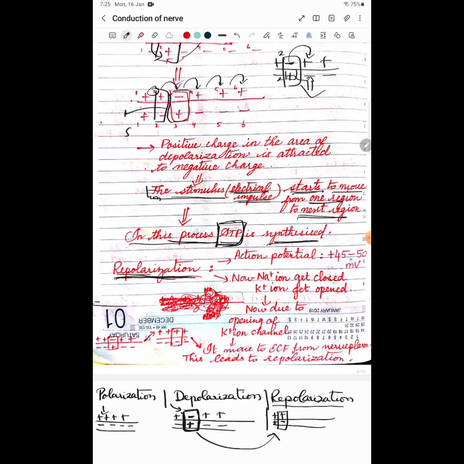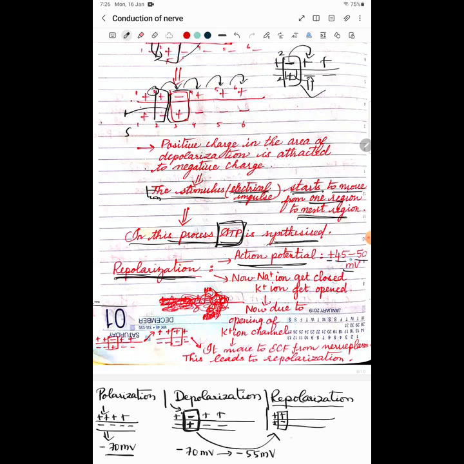Now during this repolarization phenomenon, the action potential recorded, that is the voltage recorded, is plus 45 to 50 microvolt. So what is happening here? During polarization, that is when the nerve fiber is in the resting position, they recorded like minus 70 microvolt. During depolarization, that is when the resting nerve is receiving the external stimuli, from the minus 70 microvolt, it has been increased to minus 55 microvolt.